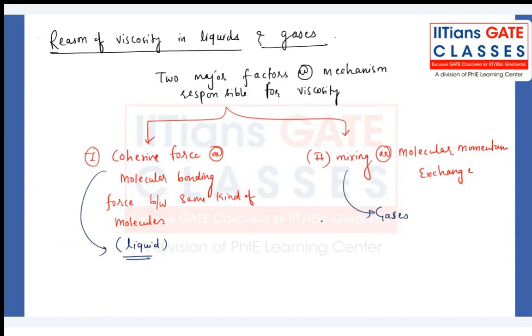Again, molecular momentum transfer also happens in the liquid, but that is less dominating compared to cohesive force. Again, in the gases also we have cohesive forces, but that is less dominating compared to mixing or molecular momentum exchange, right? Make a note of it. Now we have to see, my dear friends, the effect of temperature and pressure on the viscosity of liquids and gases.